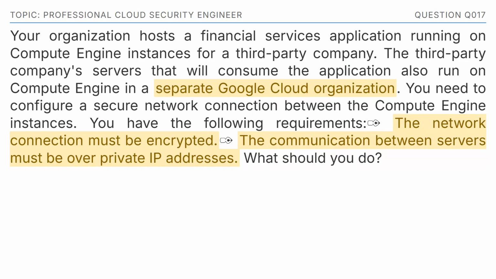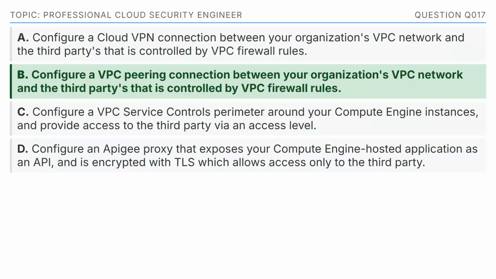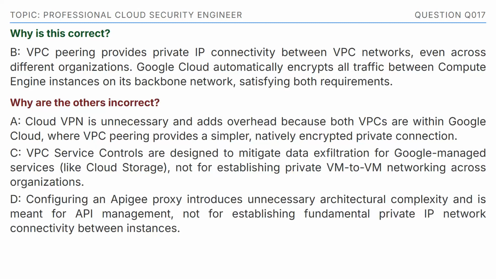To arrive at the correct answer, we focus on the keywords. Separate Google Cloud organization. The network connection must be encrypted. The communication between servers must be over private IP addresses. The correct answer is option B, configure a VPC peering connection between your organization's VPC network and the third party's that is controlled by VPC firewall rules. Why is this correct? B. VPC peering provides private IP connectivity between VPC networks, even across different organizations. Google Cloud automatically encrypts all traffic between Compute Engine instances on its backbone network, satisfying both requirements.